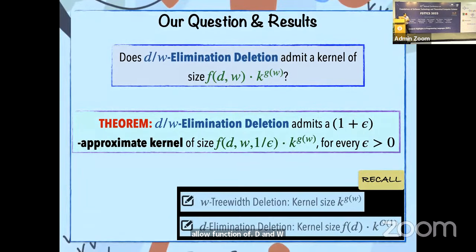So we do not solve this problem completely. However, we almost solve it in an approximate sense. We show that this problem admits a 1 plus epsilon approximate kernel, where the size looks something like this, for every fixed epsilon greater than 0. And recall, for w-treewidth deletion, which is a special case of this problem, you can set d to be 0 and you get exactly w-treewidth deletion. If you set w to be 0, you get exactly the d-elimination deletion problem. So this is a generalization of both these problems. Although we do not exactly obtain the kernels, we approximately obtain these two kernels as a special case of our result.